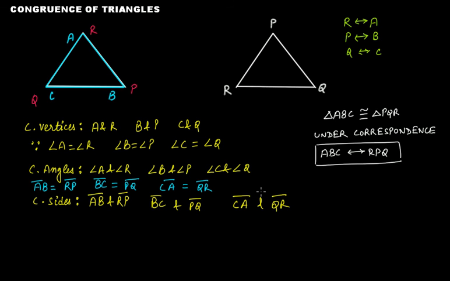These are corresponding sides. So clearly this condition of correspondence is really very important because it tells us which vertex will fall on which one.